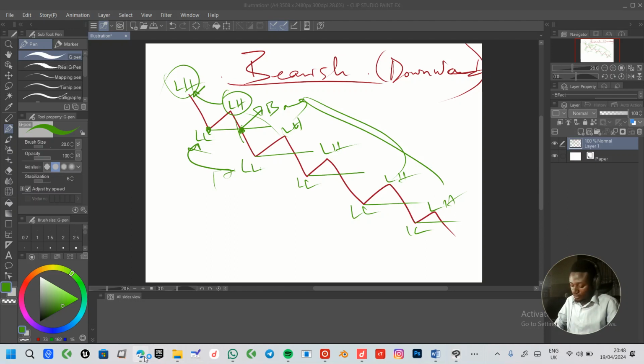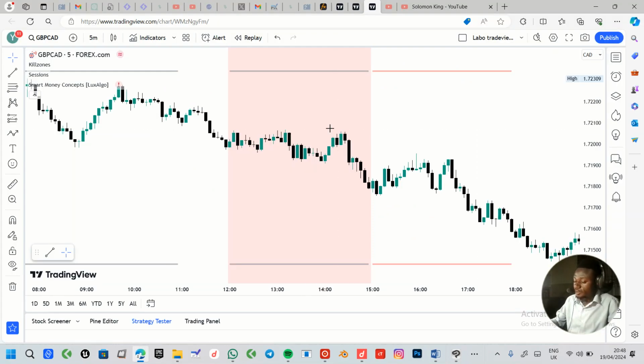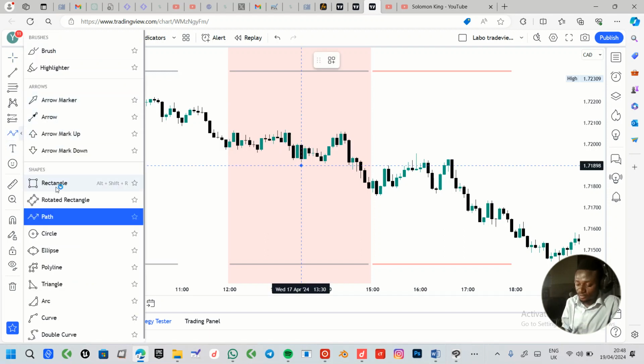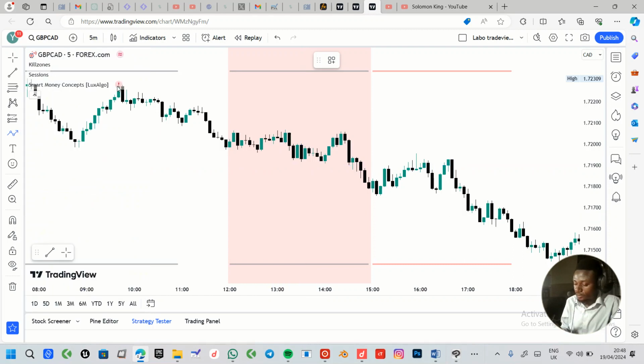So let's move to the chart and look at that quickly. All right, so this is it. This is a typical example of what I'm talking about. You can see it here for yourself.